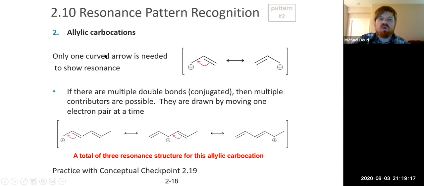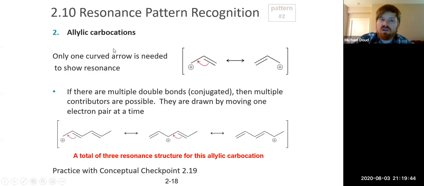For this one, it's very similar to what we did at the beginning when I was talking to you about resonance. The only difference is now I'm actually going to show you what this arrow looks like, and it looks just like this. You only need this one curved arrow to show it because the pi electrons in the pi bond are swinging over into an empty p orbital. There's no violation of the octet rule that would occur just swinging this one over.